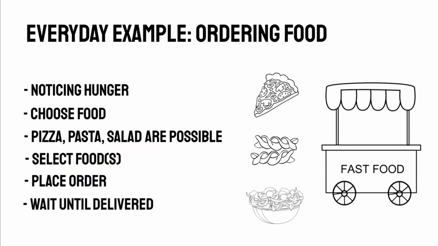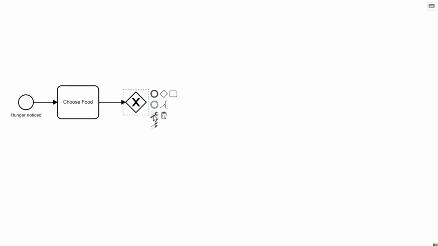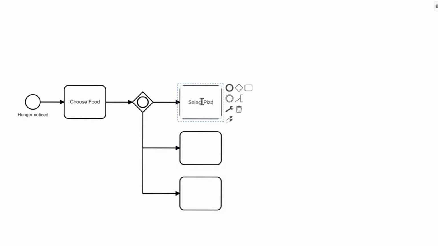Let's model this scenario. The process gets triggered as soon as we notice hunger, so that's our start event. First, we choose the food. Now, as I said, we have 3 foods to choose from. We can choose 1, 2 or all 3 dishes. Pizza, pasta, salad. That's the inclusive OR BPMN gateway. The XOR gateway only allowed 1 path.